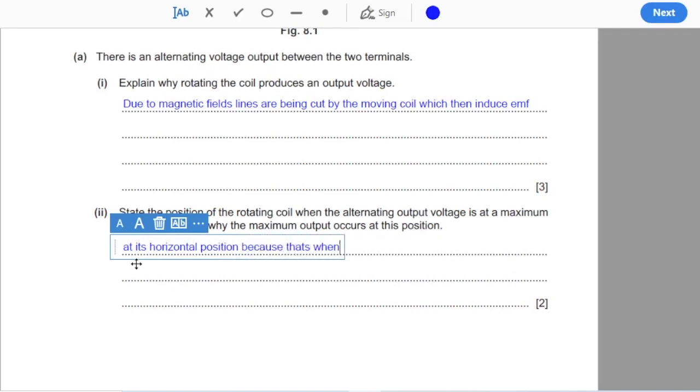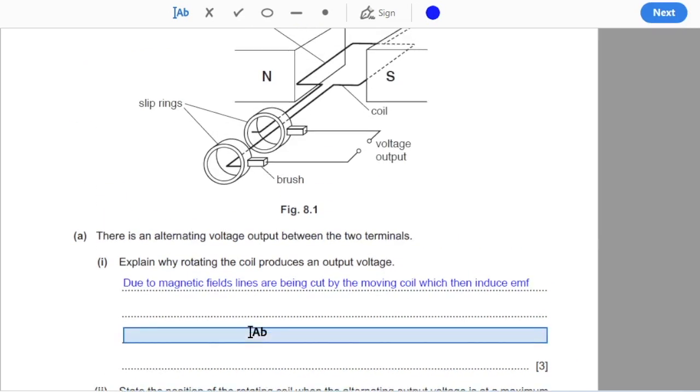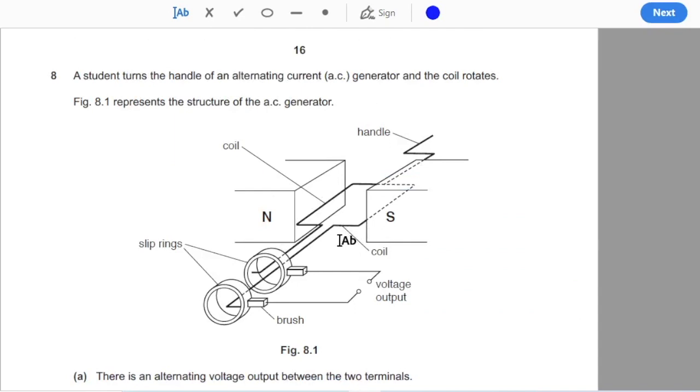Because that's when most of the field lines are being cut by the coil at the highest rate. So when it is at its horizontal position, exactly like this, most of the field lines are being cut by the coil.